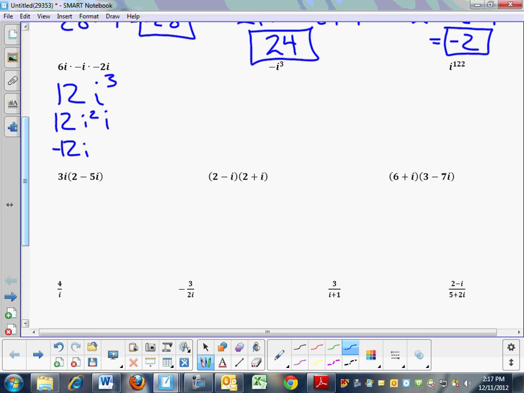I have negative i to the third power. Do I take the negative to the third power, or do I just take the i to the third power? Just the i. So we would have negative. We're going to square the i, we'll multiply it by i again. Again, what is i squared? Negative 1 times the negative would be positive 1 times i is just positive i. How about i to the 122nd?